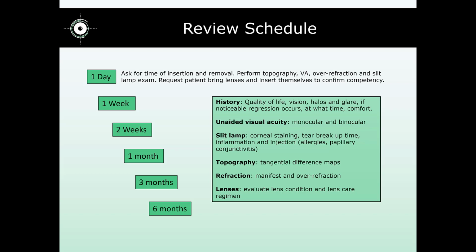In subsequent visits, check history, quality of life, vision, halos and glare, if noticeable regression occurs, at what time, and comfort. Unaided visual acuity, monocular and binocular. Slit lamp exam, corneal staining, tear breakup time, inflammation, and injection. Check for allergies and papillary conjunctivitis. Topography, tangential difference maps, refraction, manifest and over-refraction. Lenses, evaluate lens condition and lens care regimen.